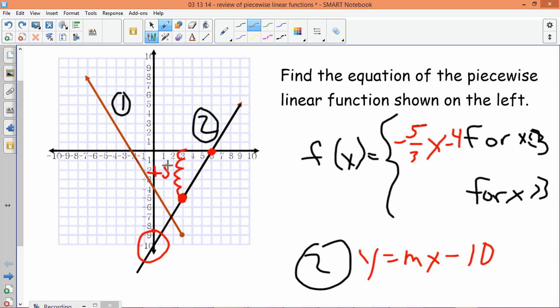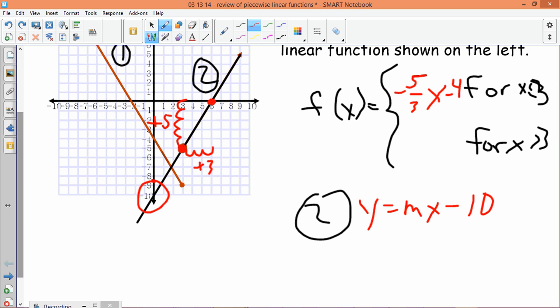And then how far over? 1, 2, 3, plus 3 for my run. And so my rise over my run is simply 5/3. So I have y is equal to 5/3 x minus 10. And so I am ready to write my equation.